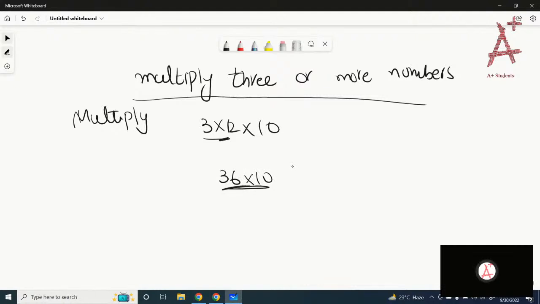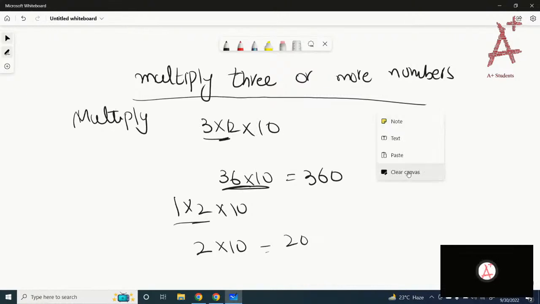Now again you are left with two of the numbers, so let's just multiply 36 and 10. So it would be then 360. Got it? So this way you pair up two numbers and then you have to multiply them. Got it? Let's do another example. And the other example is 1 times 2 times 10. So just pair up these two numbers. 2 times 1 is 2, and then do 2 times 10. So 2 times 10 is 20. Got it?